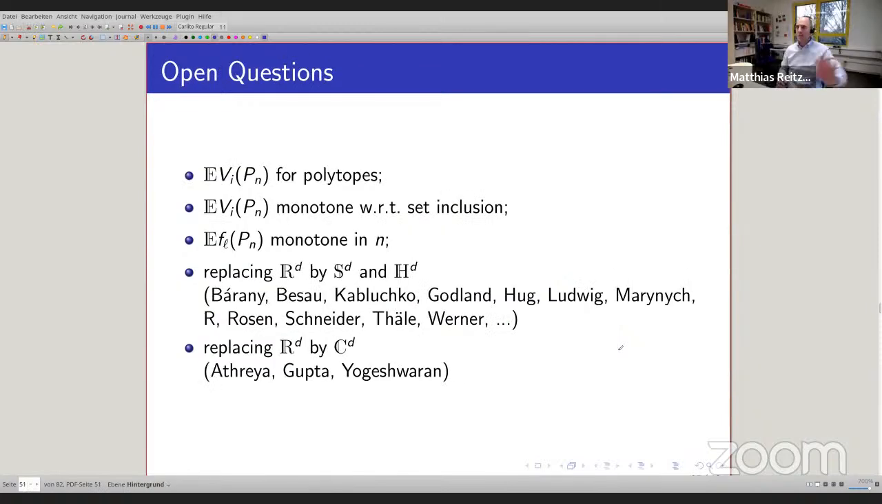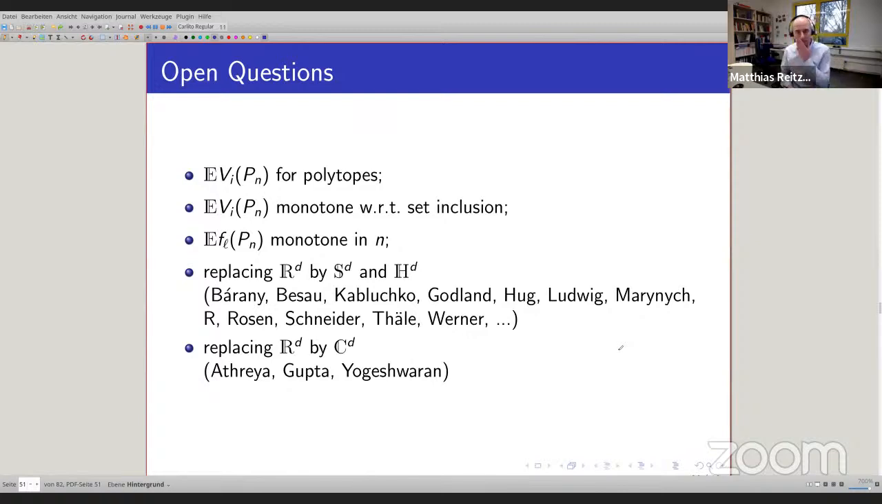Okay, some open questions to this first part of my talk. What is open is the expected intrinsic volume for polytopes, which we do not know. The question whether the expected intrinsic volume is monotone with respect to set inclusion. So for the volume case, we know that's wrong. But in the intrinsic volume case, this is open. The question whether the number of vertices is monotone in n, that's my last question.